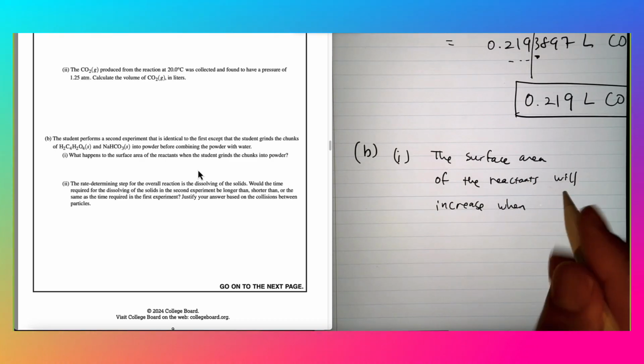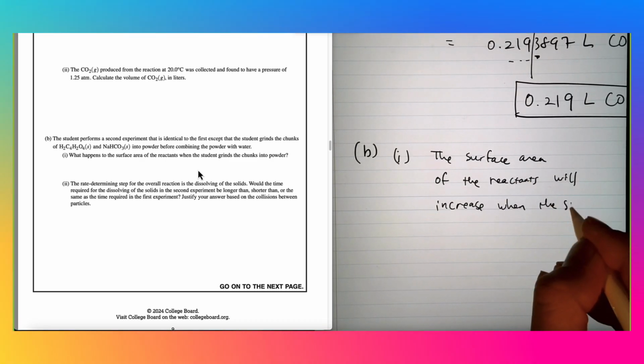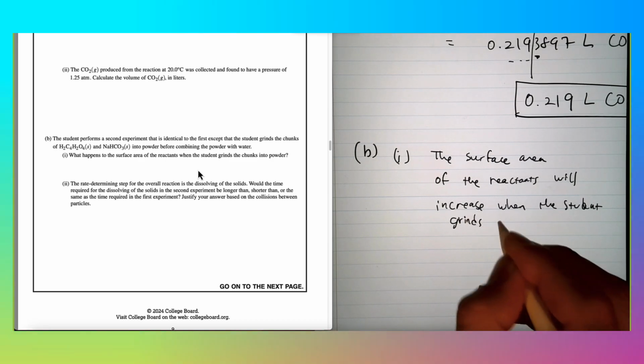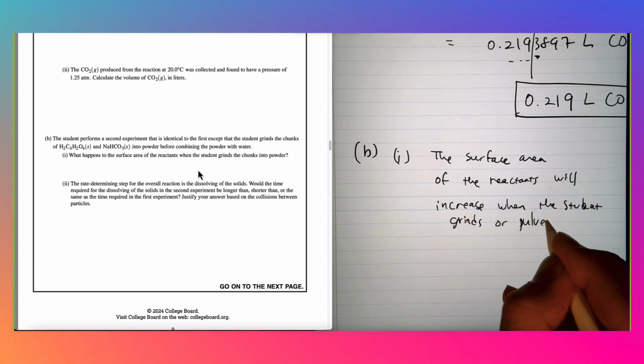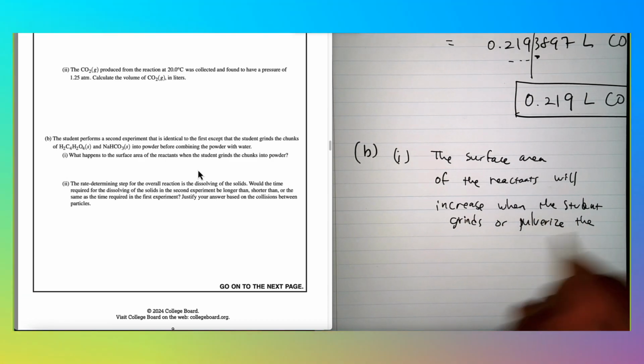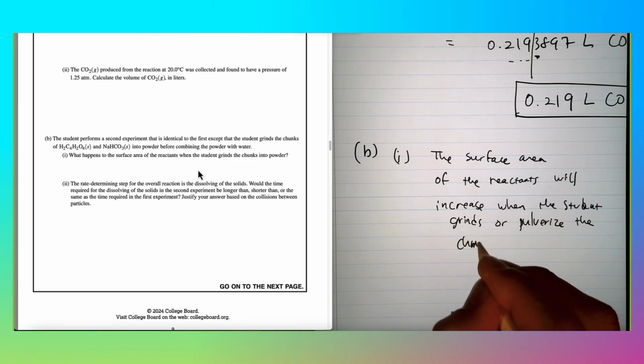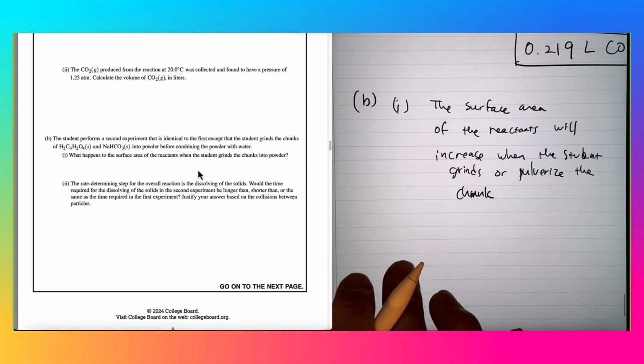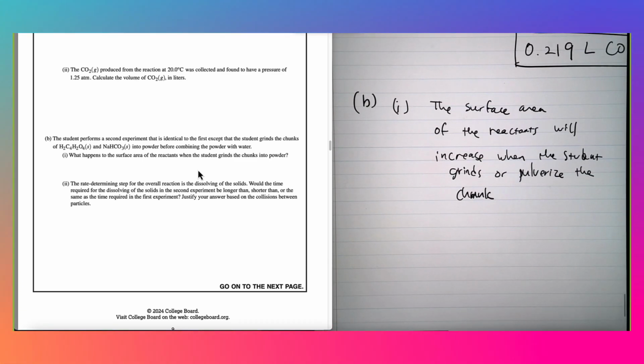when the student grinds or pulverizes the chunk. They didn't ask for the justification, but yeah, you should know.